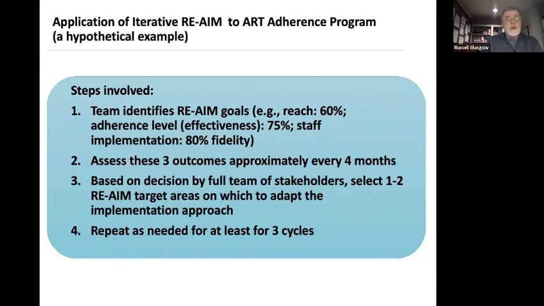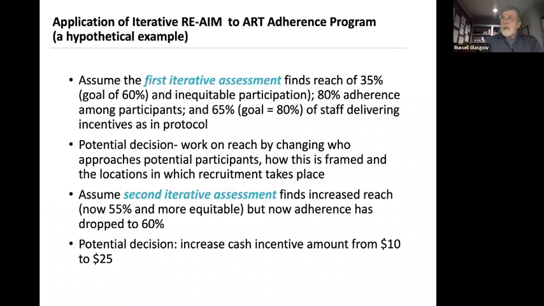And again, I might note that it doesn't have to be exactly every 4 months. In fact, you might want to do it more frequently early on and then a little less frequently after that. Next slide. Okay, so let's say what happened.